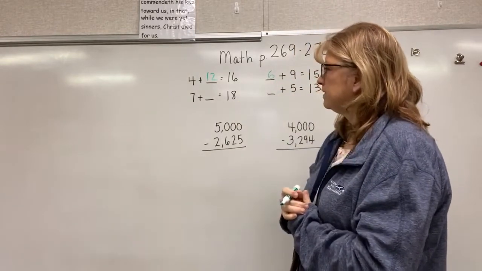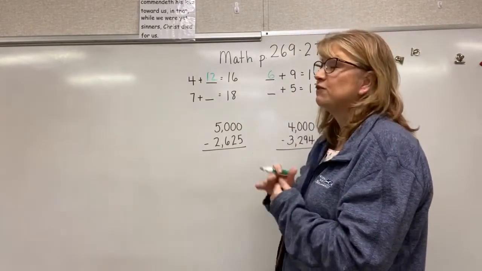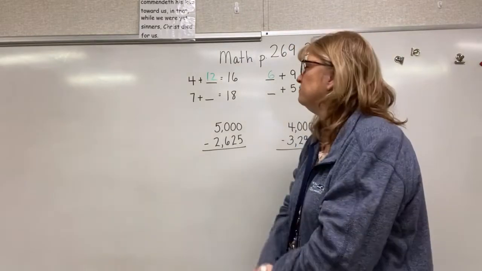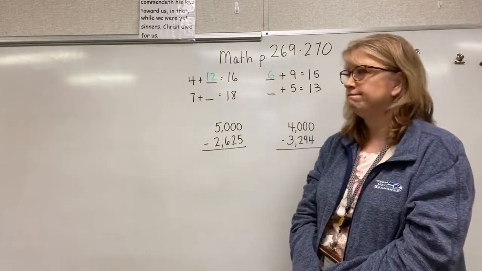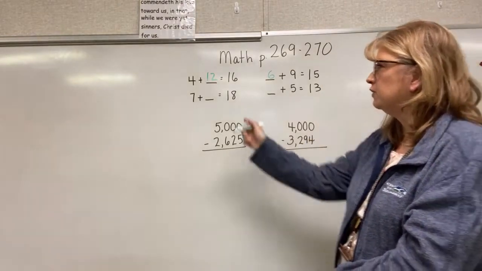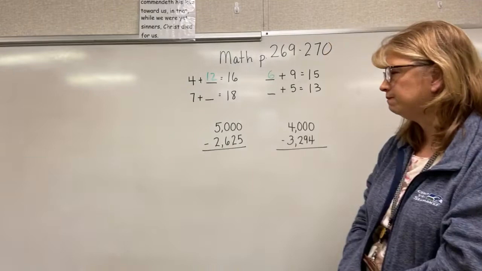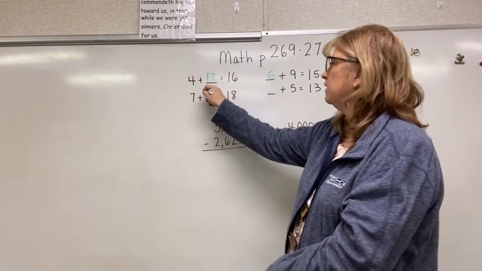Now for 7 plus what equals 18? I'll let you think about it and decide. We can do 18 minus 7, and it would be 11.